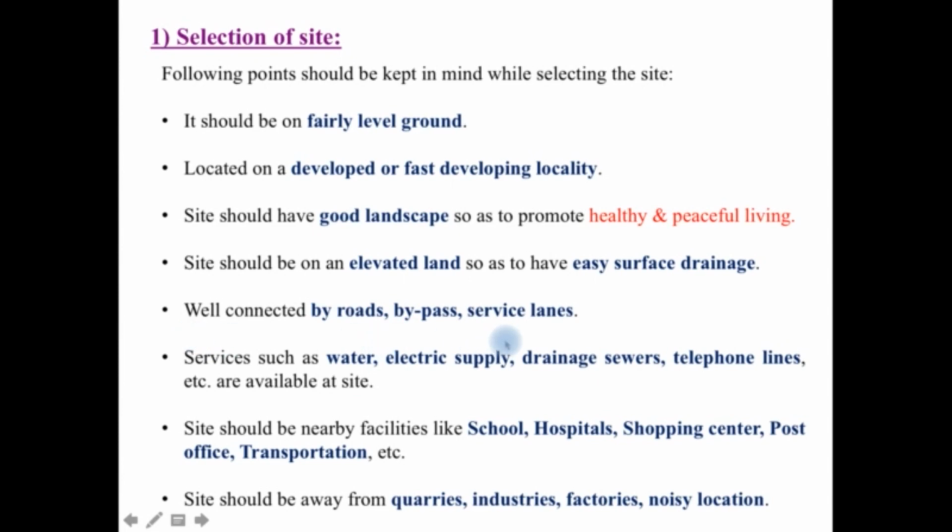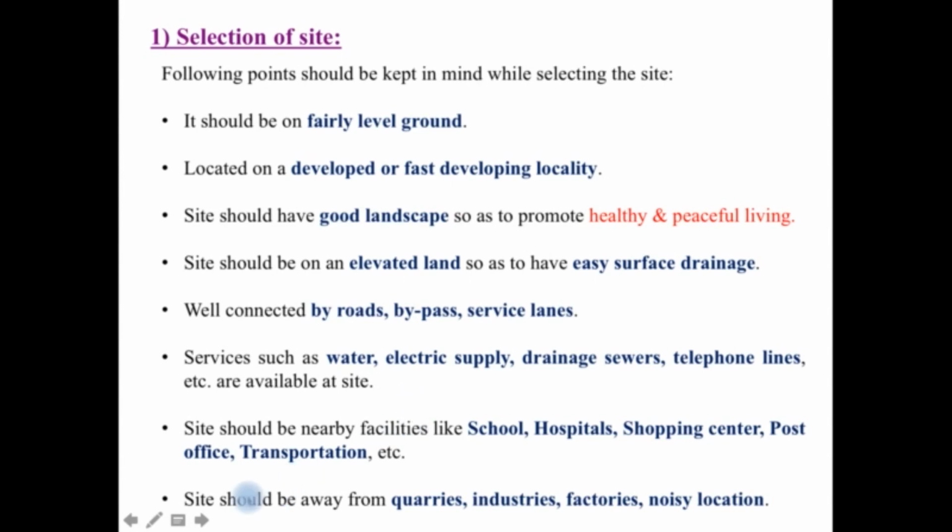Connectivity by road, bypass, and service lanes are very essential because they make life better. Services such as water, electric supply, drainage, sewers, and telephone lines, all these necessary facilities should be available. Also the basic amenities like school, hospital, shopping centers, post office, and transportation facility need to be evaluated, and we need to take a decision on whether the area is suitable for construction or not.